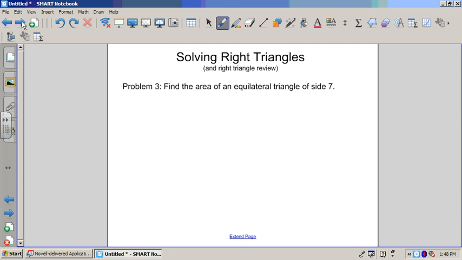Problem 3. Find the area of an equilateral triangle of side 7. Pause the video and try it now.